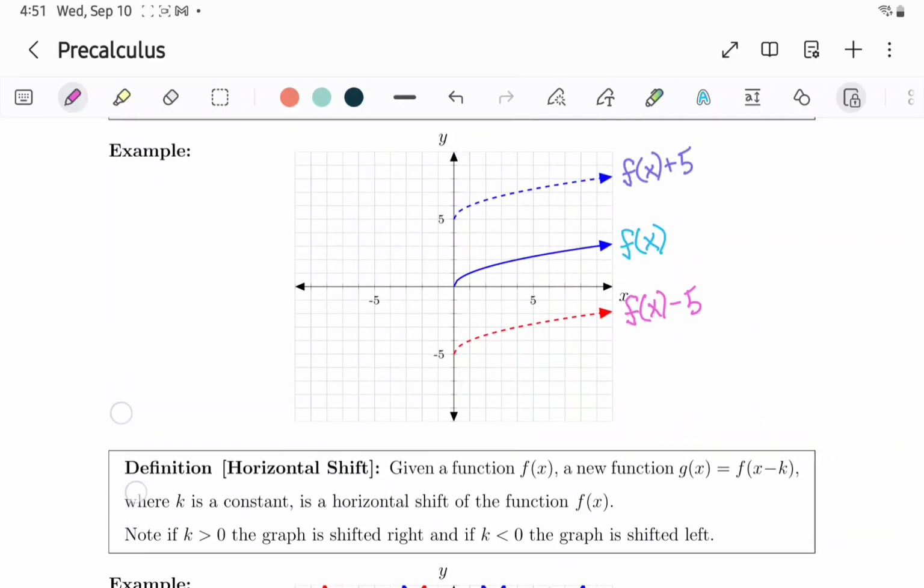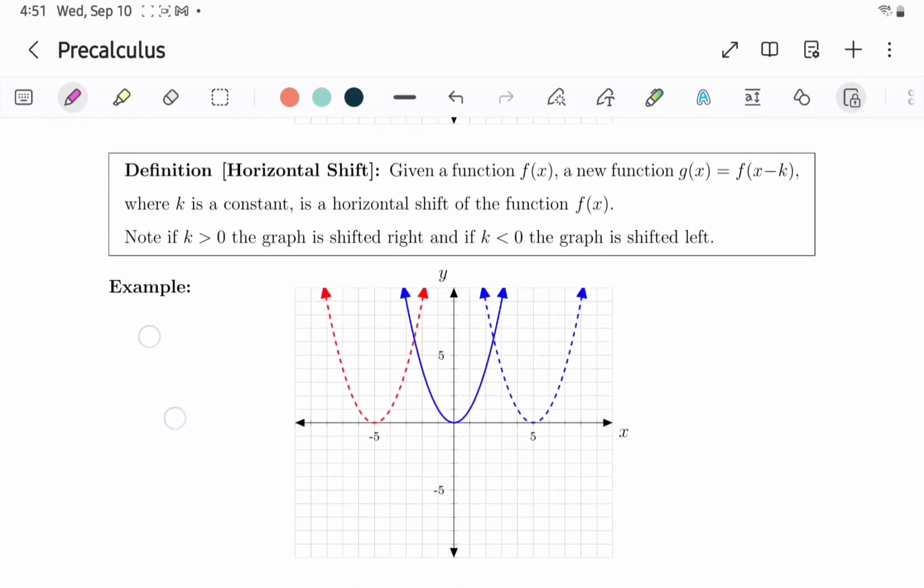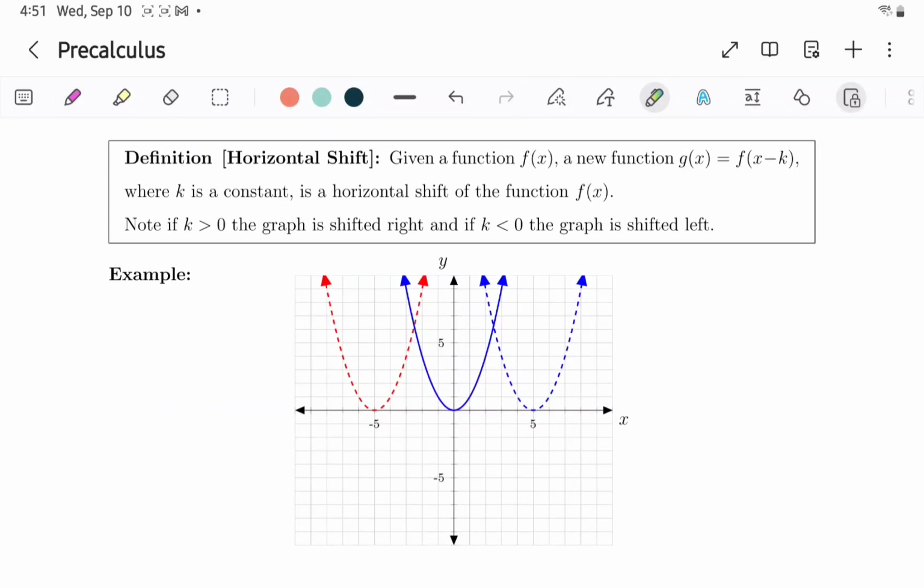So that's vertical shifts. Next, let's talk about horizontal shifts. So given a function f of x, a new function g of x, which is going to equal f of x minus k, all in parentheses, where again k is a constant, is a horizontal shift of the function f of x. And note that if k is greater than 0, the graph is going to be shifted to the right, and if k is less than 0, the graph is shifted left.